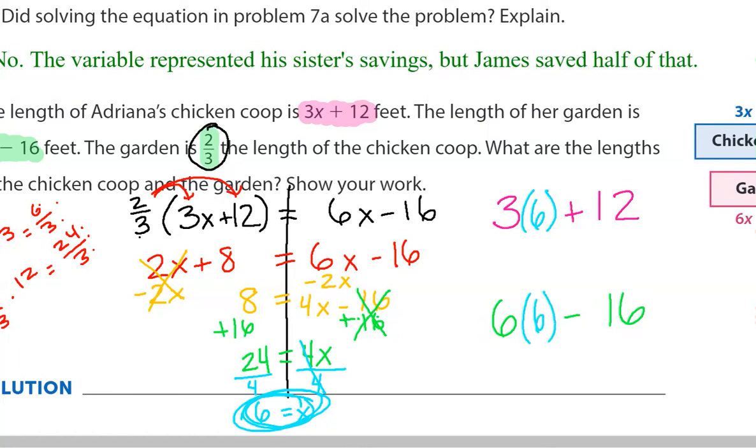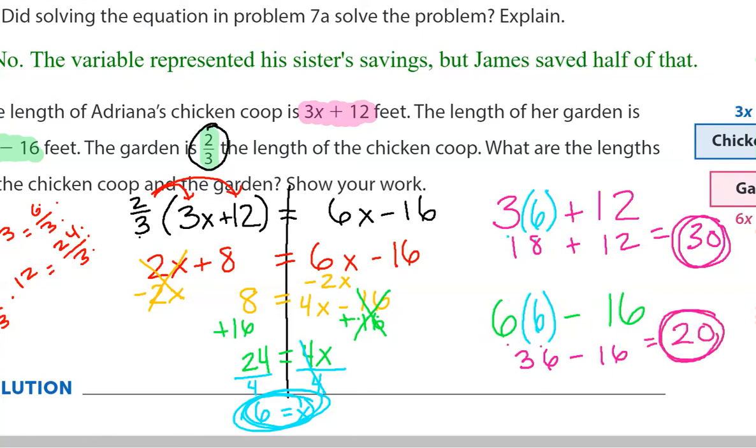Okay, what's 3 times 6? 3 times 6 is 18 plus 12. I switched colors, it was going to bug me. 18 plus 12 is 30. So the length of the chicken coop is 30 feet. 6 times 6 is 36. 36 minus 16 is 20. So the chicken coop is 30 feet and the garden is 20 feet. And that's that.